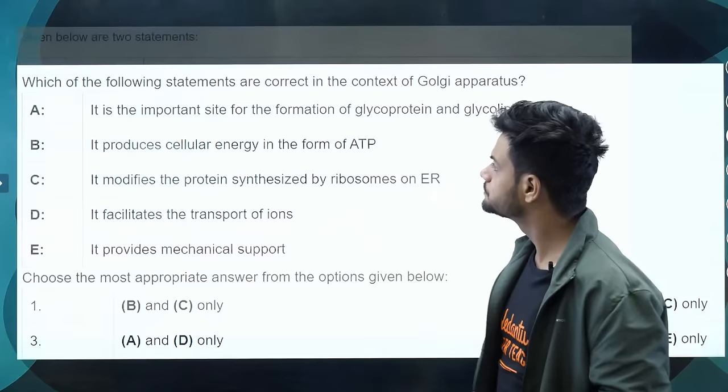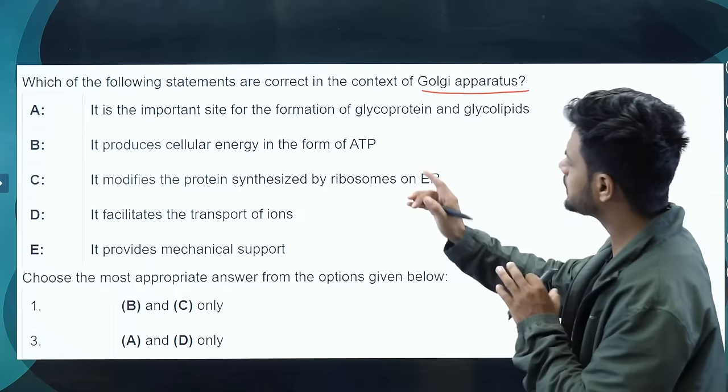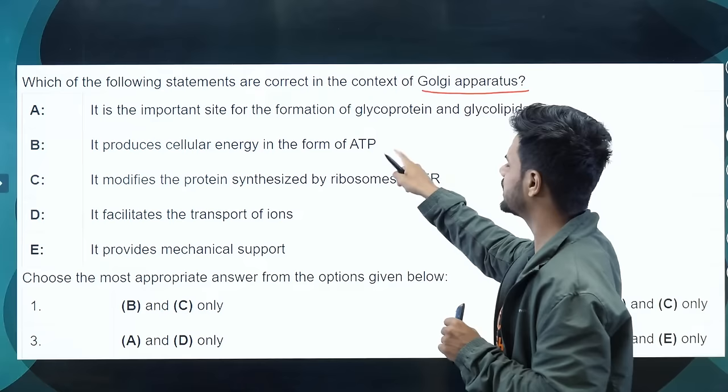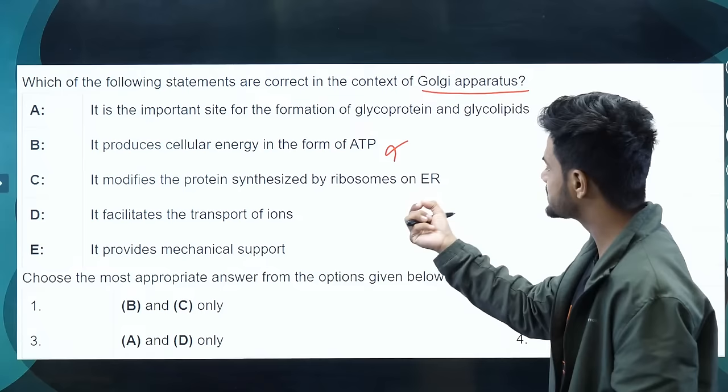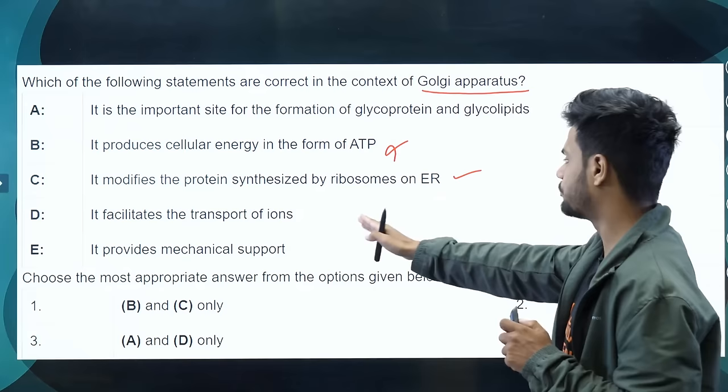Next question. Which of the following statements is correct in context of Golgi apparatus? It is an important site for the formation of glycoprotein and lipoprotein. Correct. It produces your cellular energy for ATP formation. No, there's no ATP formation in your Golgi body, right? It modifies protein synthesized by ribosomes on ER, correct? It facilitates the transport of ions? No. Facilitates mechanical support? No. What is the answer?